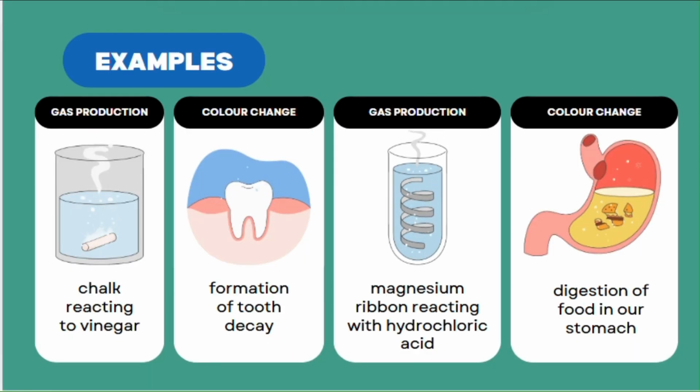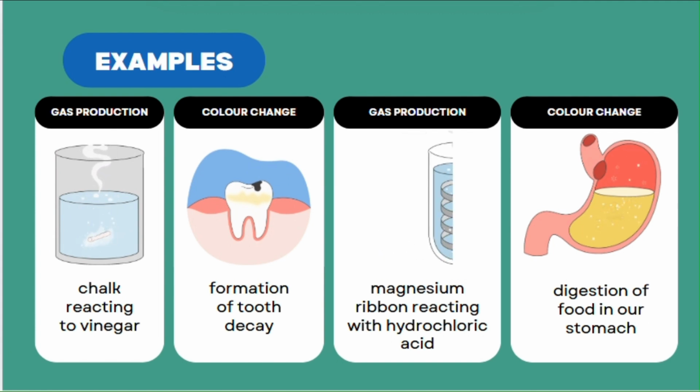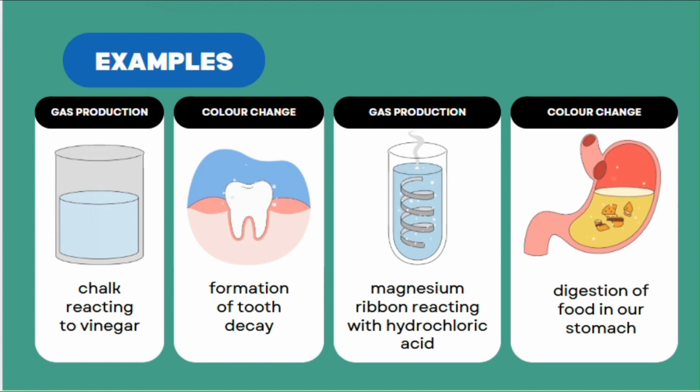Now let us look at some more examples. Gas production as in chalk reacting to vinegar. Color change is the formation of tooth decay. Gas production when magnesium ribbon reacts with HCl, hydrochloric acid. Color change as in digestion of food in our stomach.